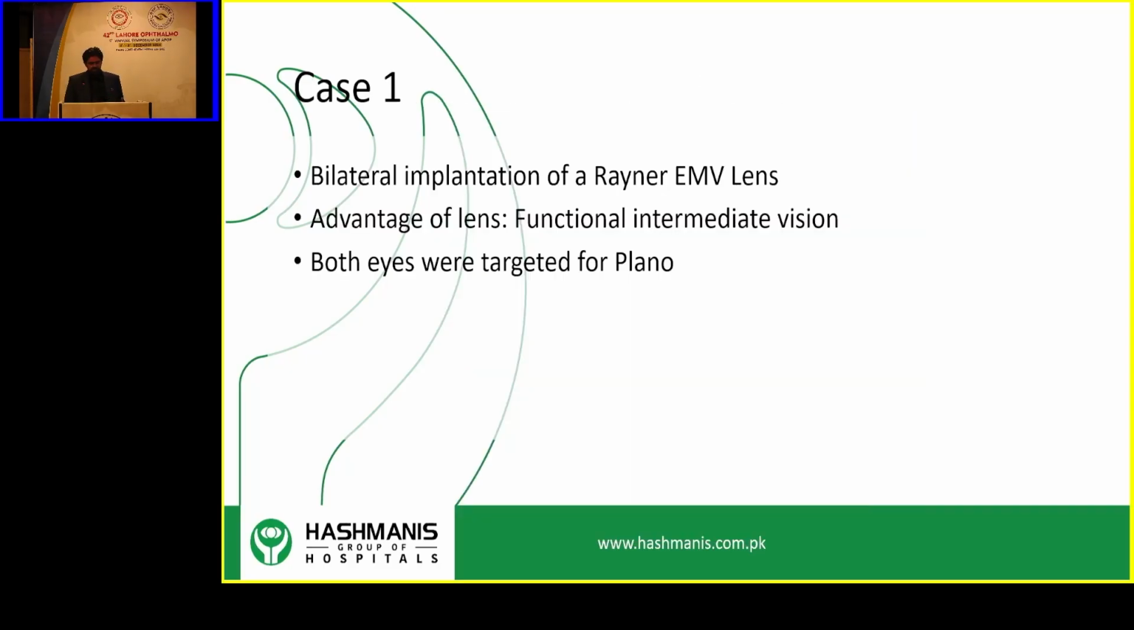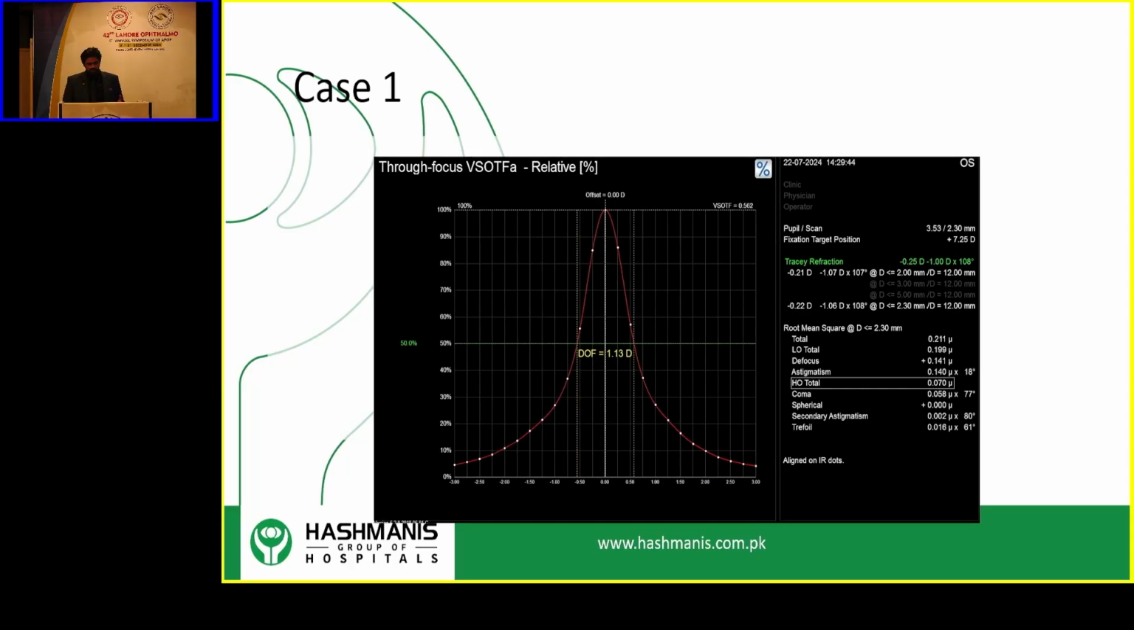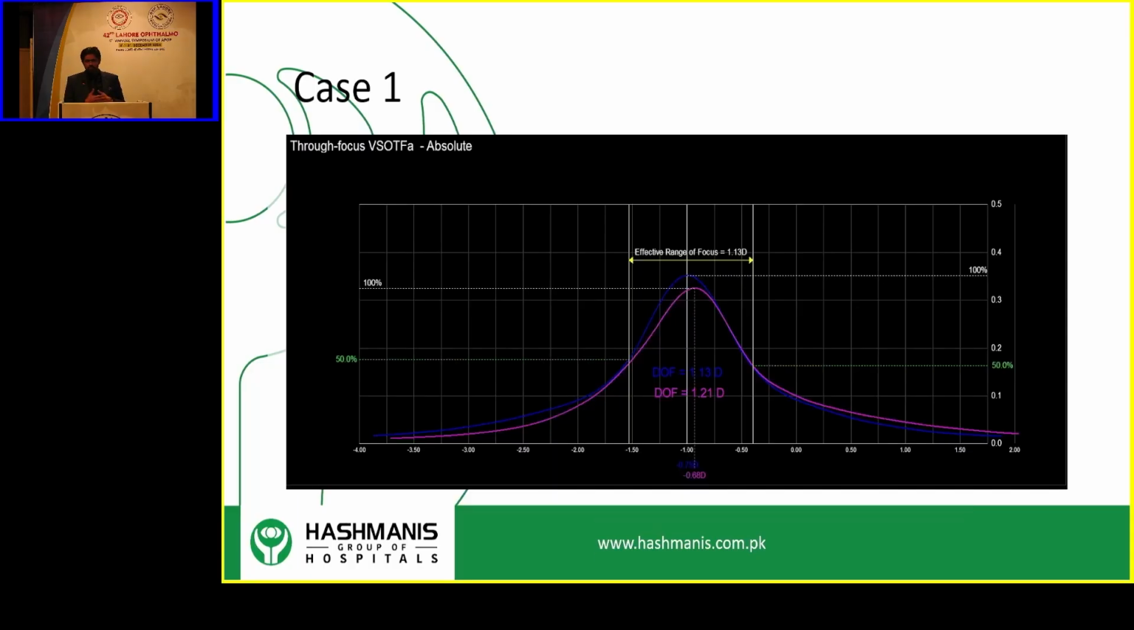The first case that I'm presenting is that we're using an extended depth of focus, extended monofocal lens from the Rayner company. And the advantage of this particular lens is it gives you a little bit of an intermediate vision. And in this particular case, both of these eyes were targeted for plano. So when we targeted this patient for plano, you'll be able to see that when we combine the two, the curves of where that eye can see at what particular distance it can see, they're both overlapping with each other. So this person has a great far vision, but when you look at his near vision, he's not going to have a very good near vision.